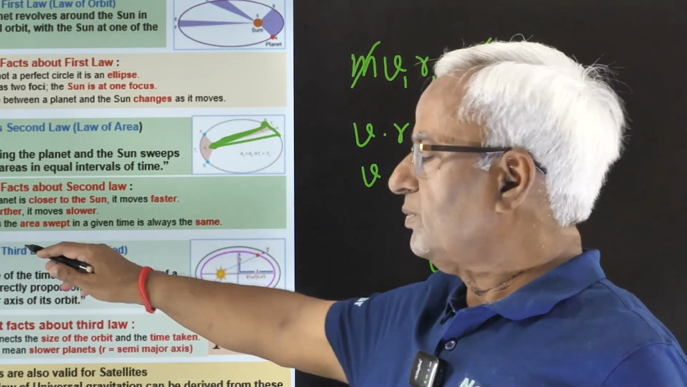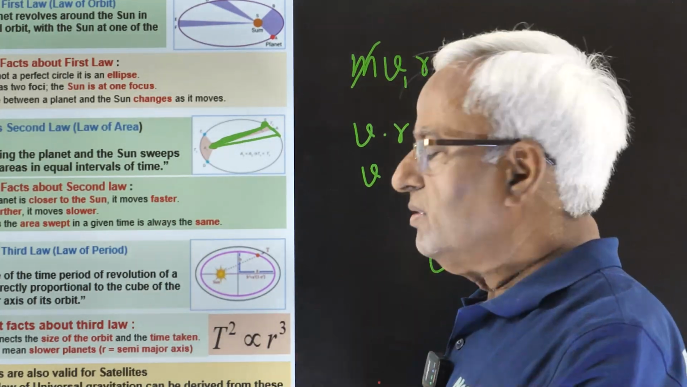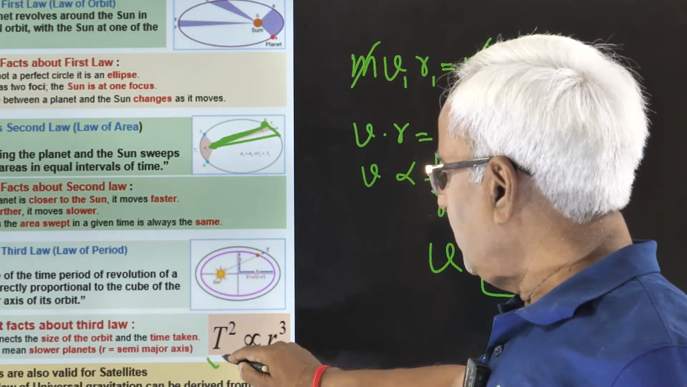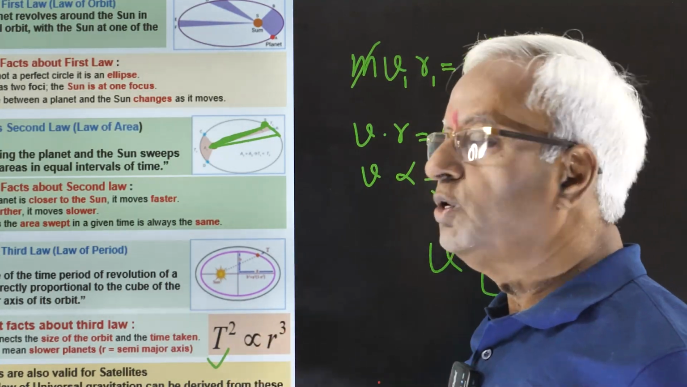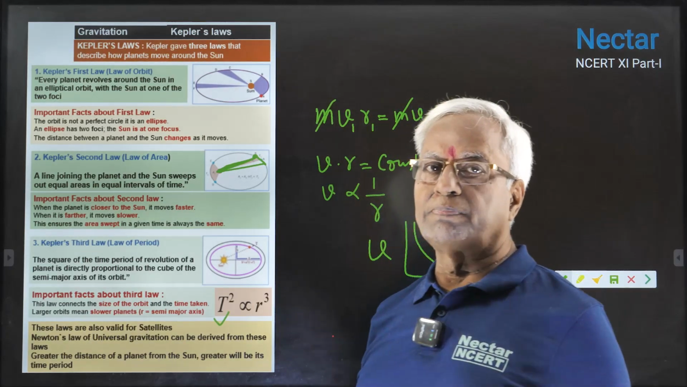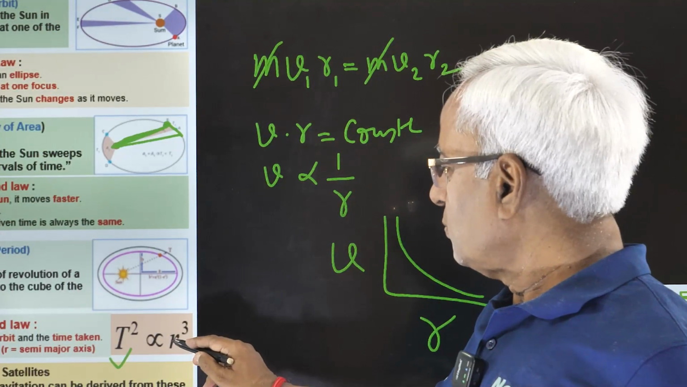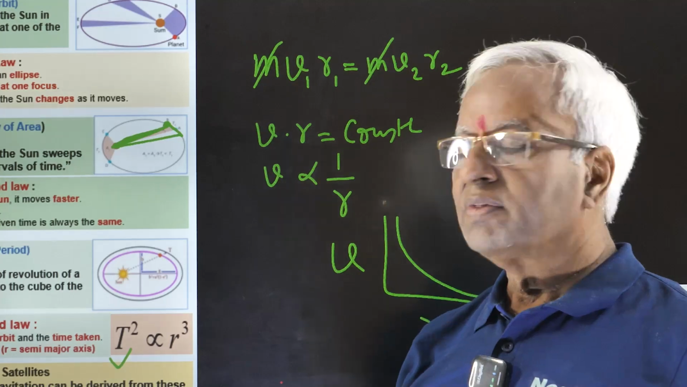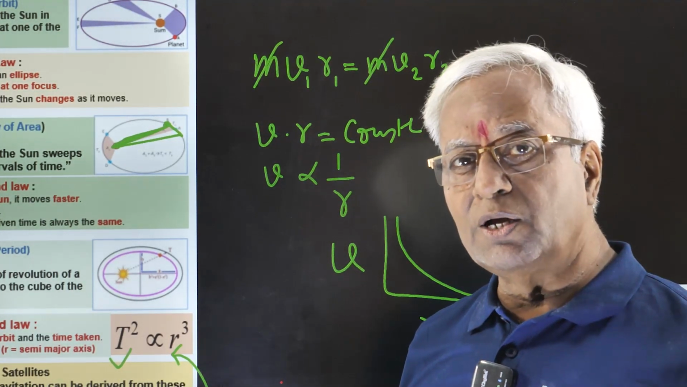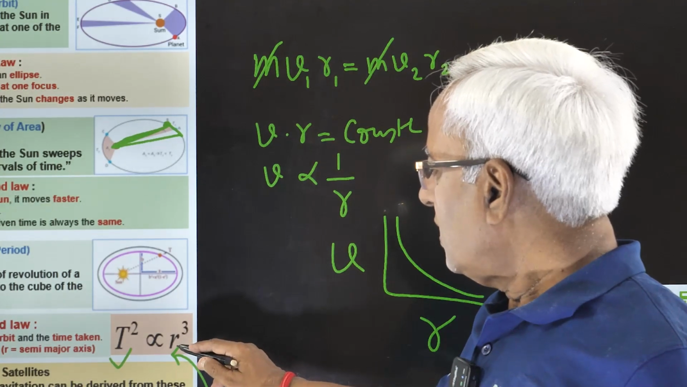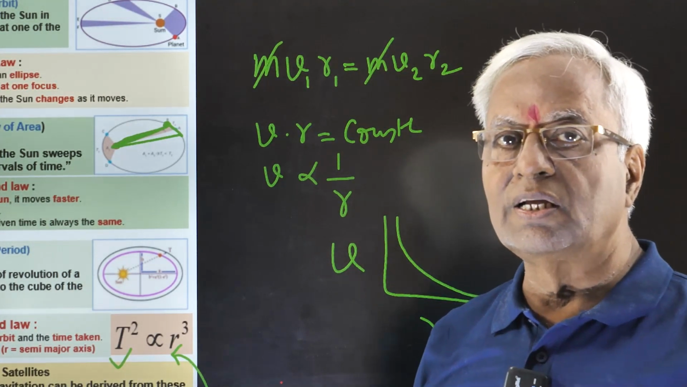Third law is known as the law of periods. It says the square of the time period, see written here, is directly proportional to the cube of the distance between the Sun and the planet. T square proportional to R cube. But this is approximate. To be very accurate, we would say R is the semi-major axis of the ellipse.